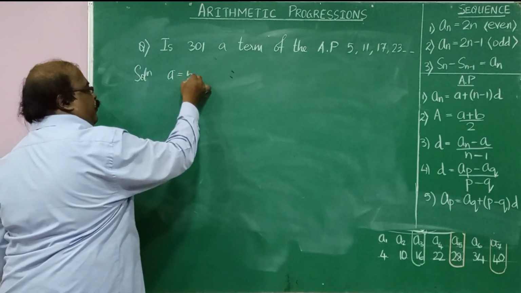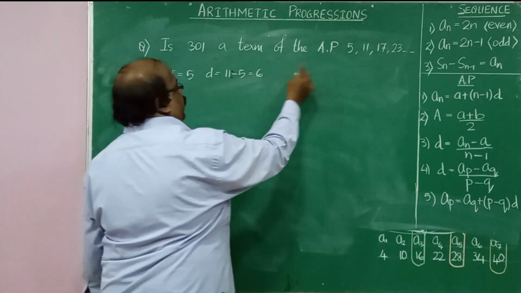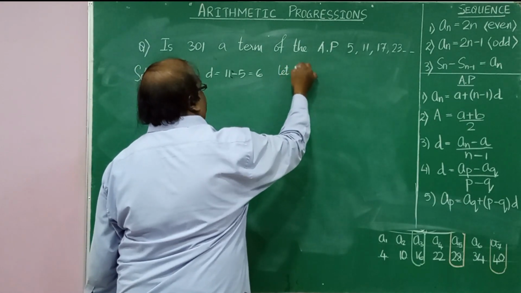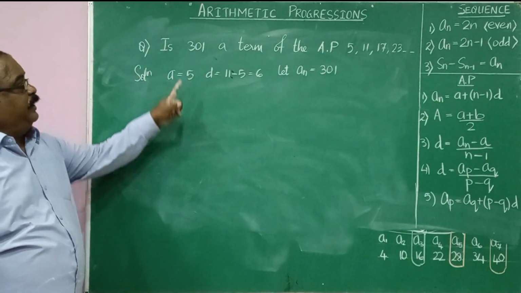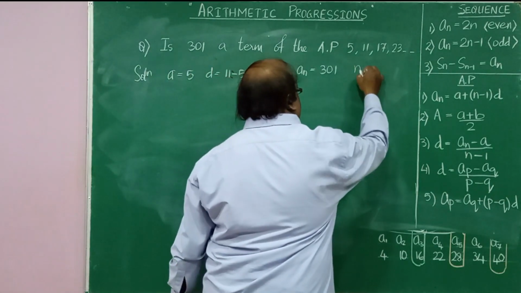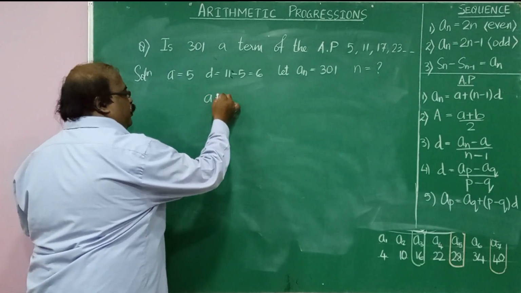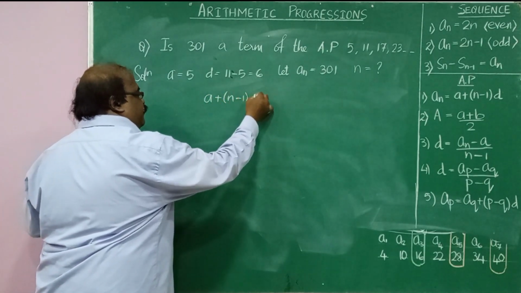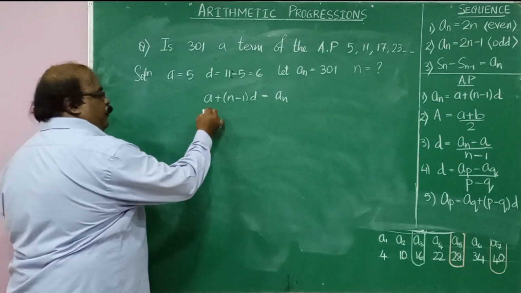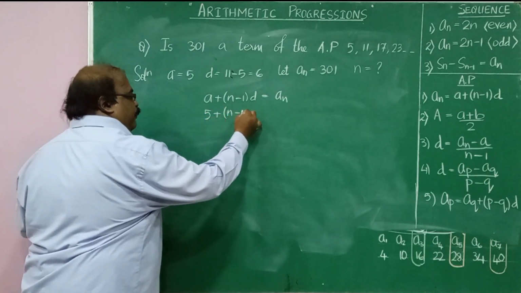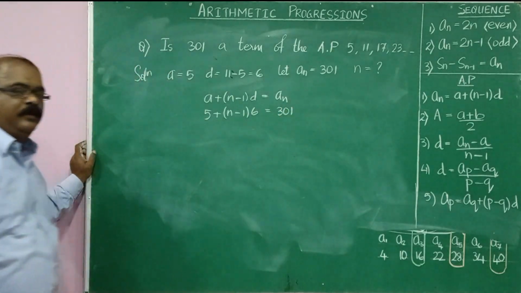What is a? 5. What is d? 11 minus 5. Let us assume the nth term to be 301. In that case, what would have been the value of n? Once again, I am using the same formula. We know that a plus (n minus 1) into d is equal to an. So 5 plus (n minus 1) into d is equal to 301.